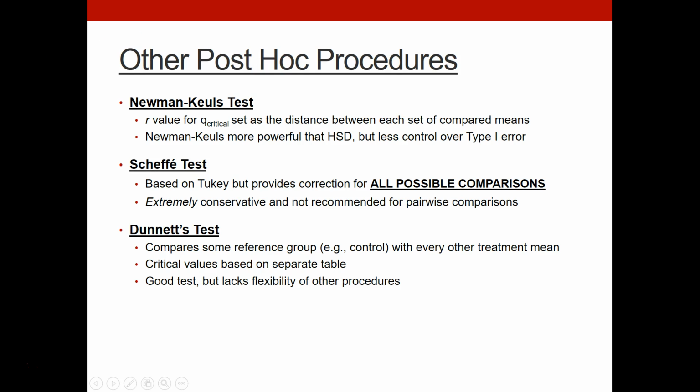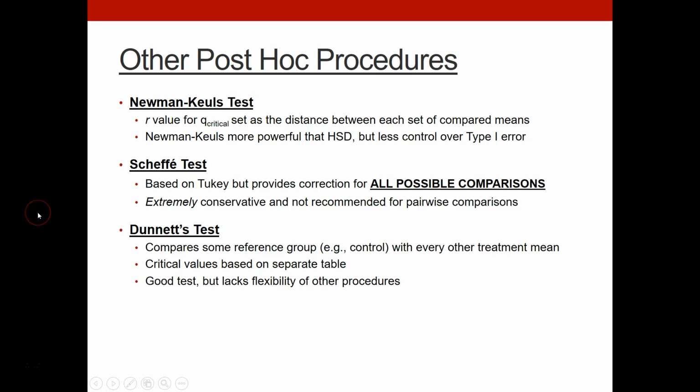So Student Newman-Keuls is more powerful than the Tukey-HSD because you're using a smaller critical value for means that are closer together, but it gives less control over type 1 error. Okay, we're probably not going to use Student Newman-Keuls a lot here, but I want to just present that so you know what that stuff's about.